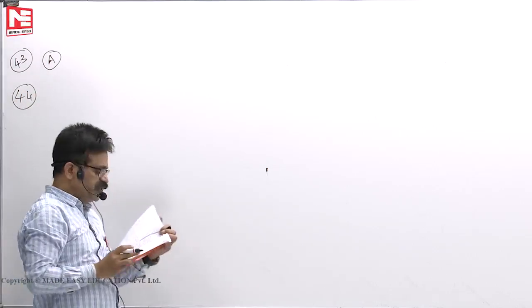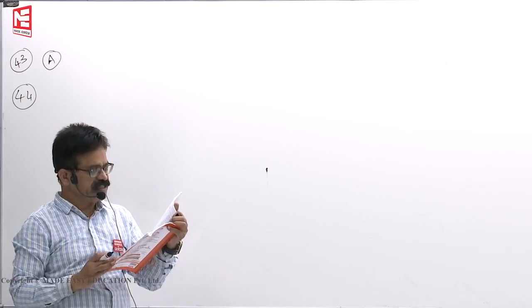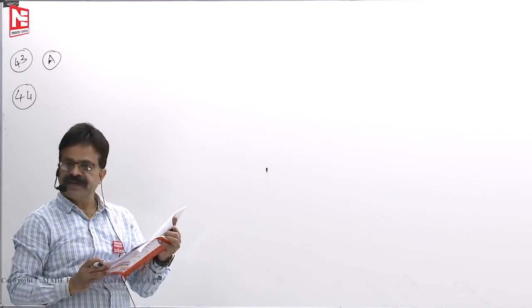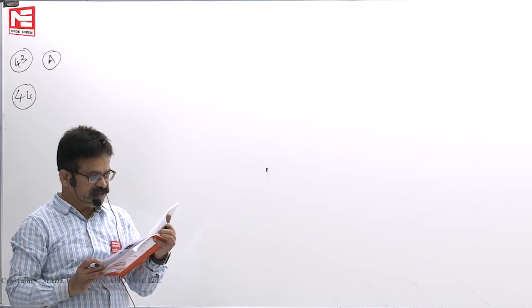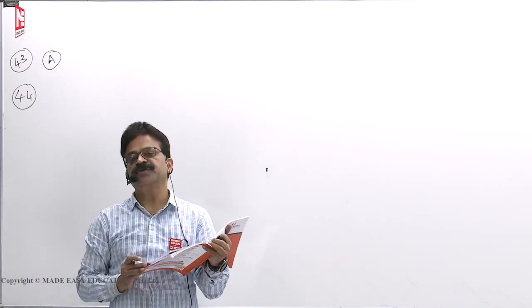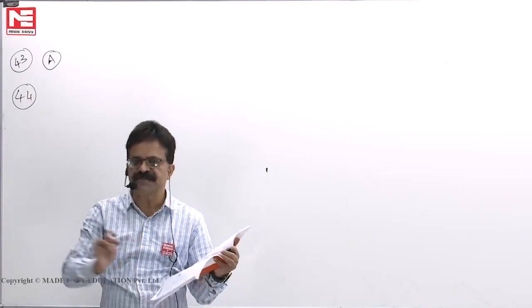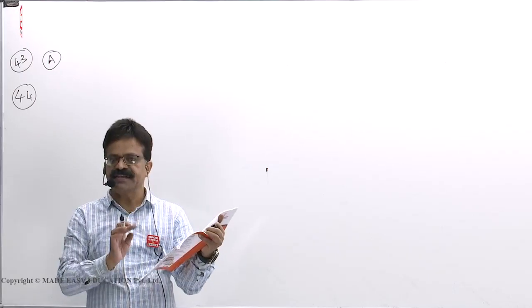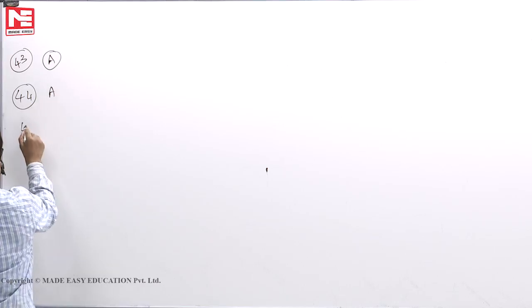44, a two-hinged arch compared to a simply supported beam of identical span and vertical loading develops lesser bending moment. Correct. Why? The arch resists the load by vertical as well as horizontal components of the support reactions. Vertical reaction will resist, horizontal thrust also will give moment H into y. So assertion correct, reason correct, and explanation is also correct. So 44 is A.